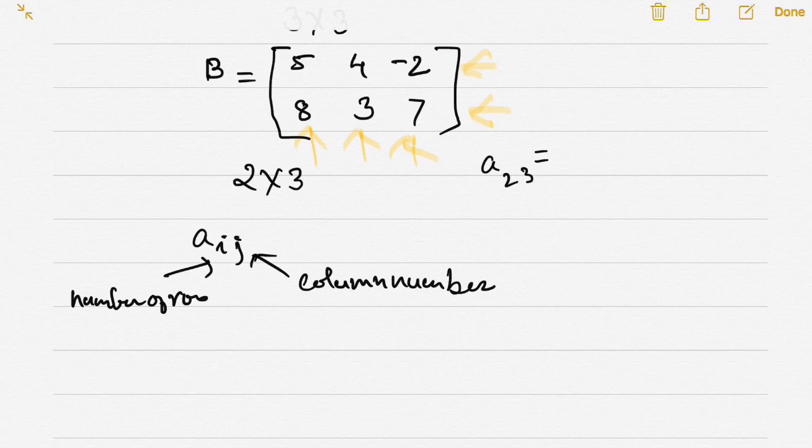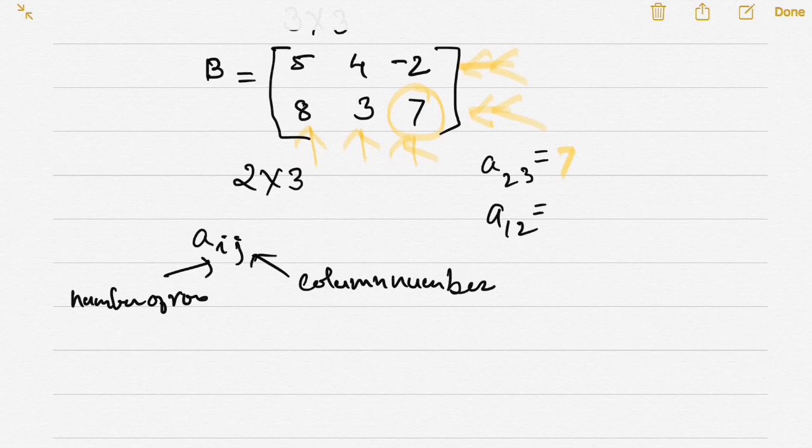So the third element of the second row is, this is the first row, and this is the second row, third element, first, second and third. So A23 is 7. Now what is A12?